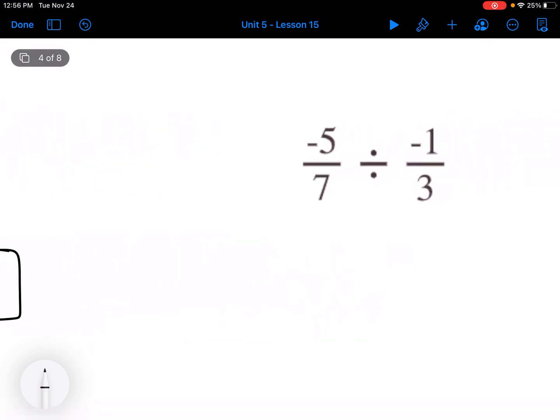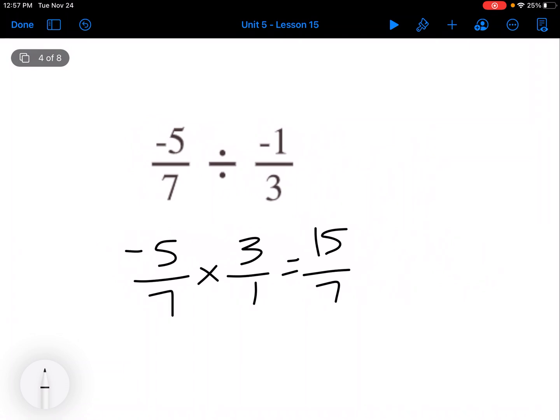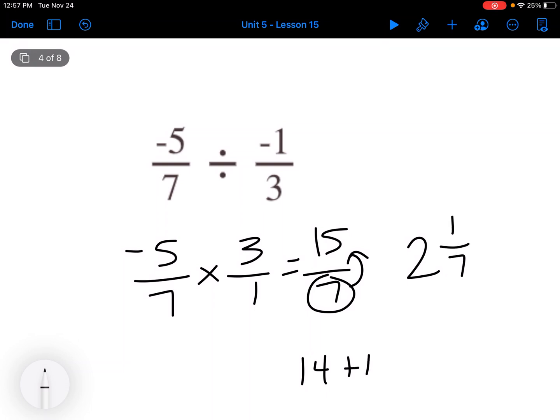The last one, negative 5 over 7 times 3 over 1. I end up with 15 over 7. This is an improper fraction, and it's not going to divide nicely. But I know 7 goes into 15 2 times. So that's 14, and then I have that 1 left over. So that's 2 and 1/7. And I have 2 negatives, so that means this is going to be a positive answer. 2 and 1/7.